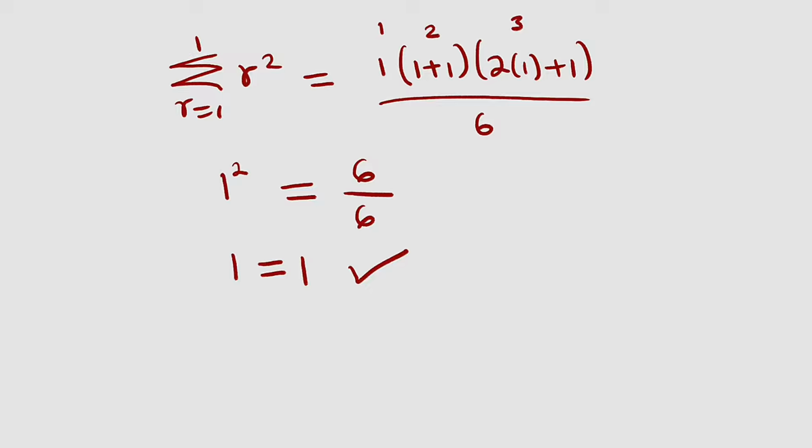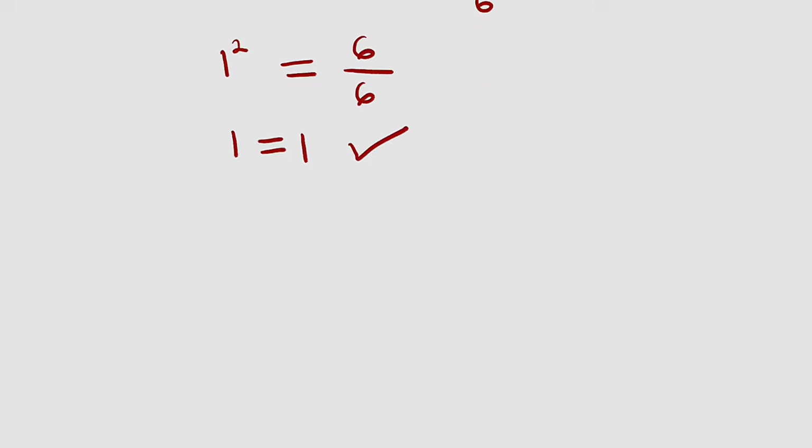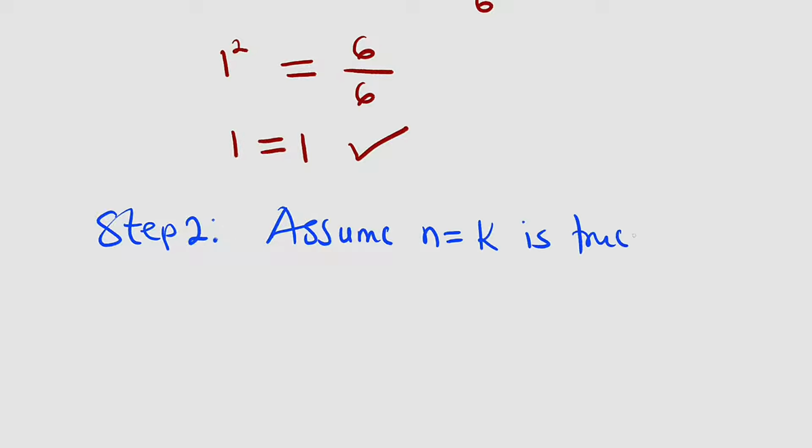So in the second step, we want to also assume a certain value in the set of real numbers will be true. So we are going to set n equal to k, for which k belongs to the set of real numbers. So second step, step 2, we want to assume n equal to k is true.